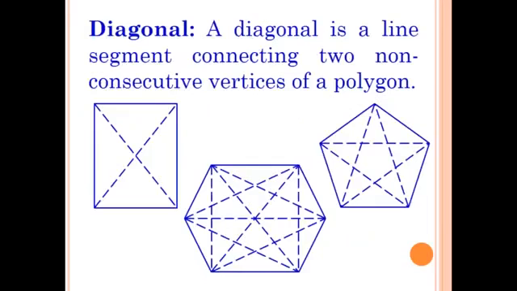Then come to what is the diagonal of a polygon. A diagonal is a line segment connecting two non-consecutive vertices of a polygon. So here are some polygons and the dotted lines drawn are the diagonals of these polygons.